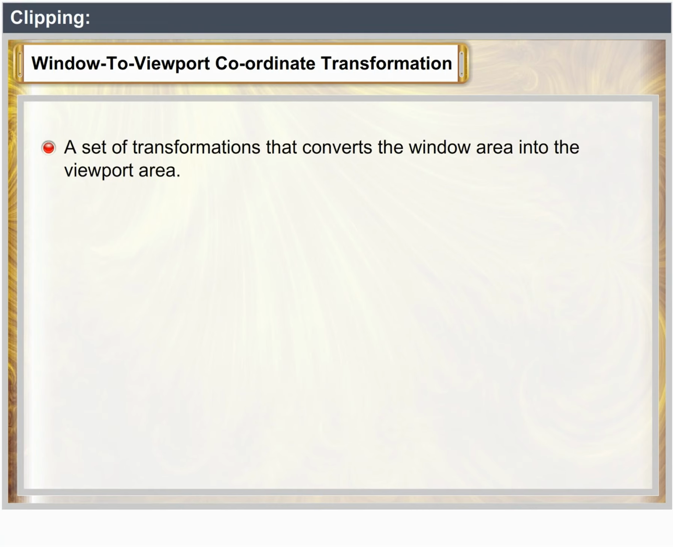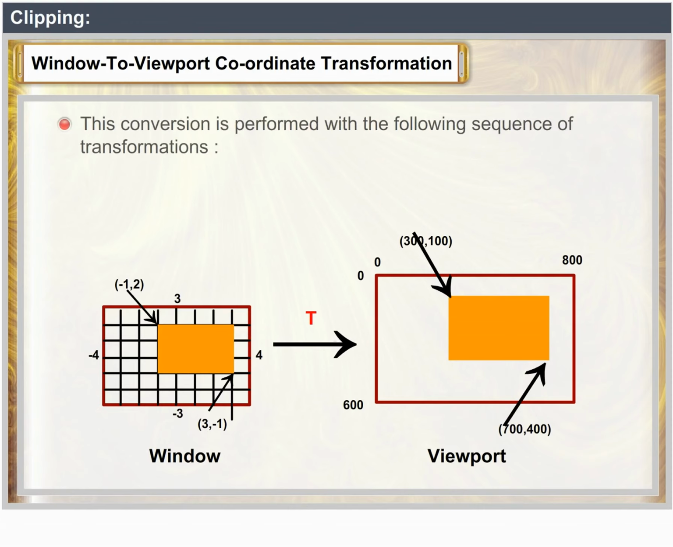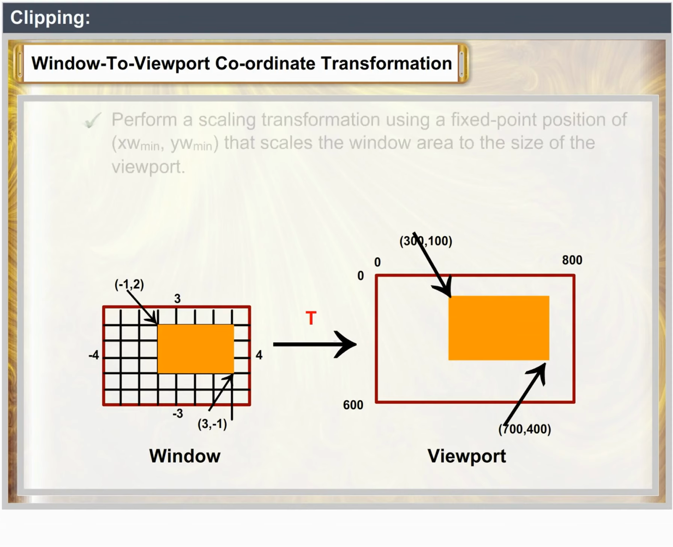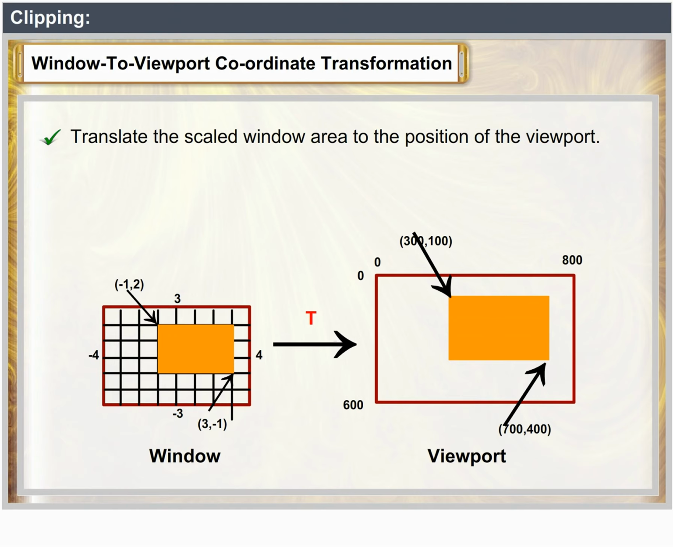This is a set of transformations that converts the window area into the viewport area. This conversion is performed with the following sequence of transformations. 1. Perform a scaling transformation using the fixed point position (xwmin, ywmin) that scales the window area to the size of the viewport. 2. Translate the scaled window area to the position of the viewport.